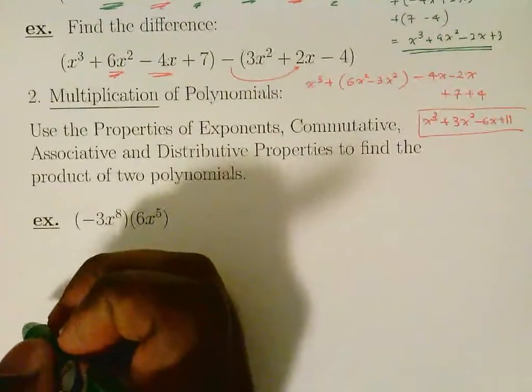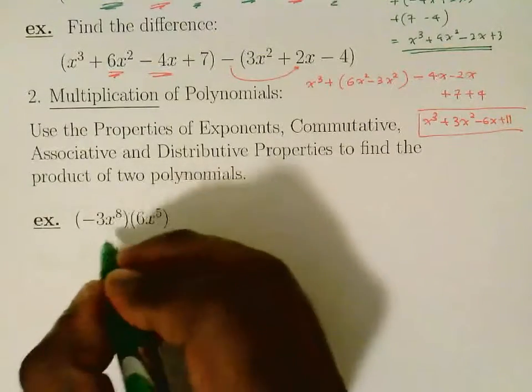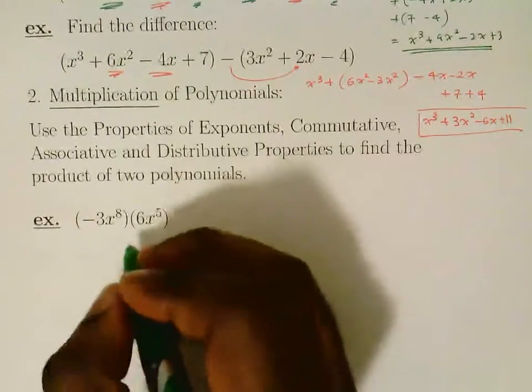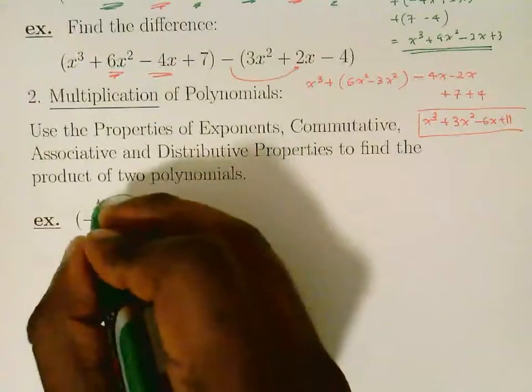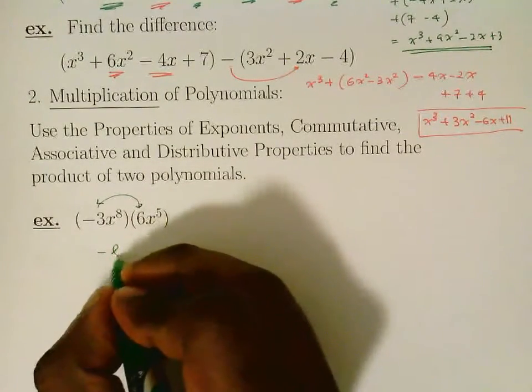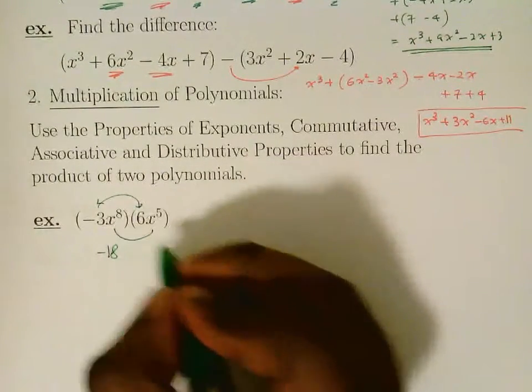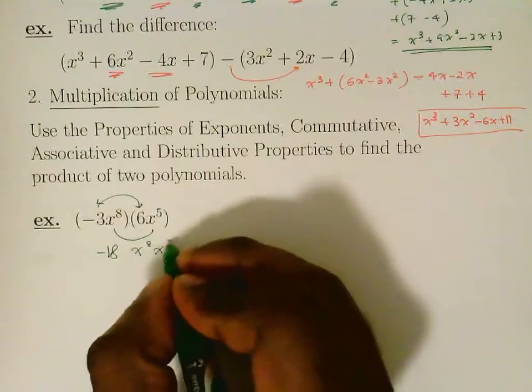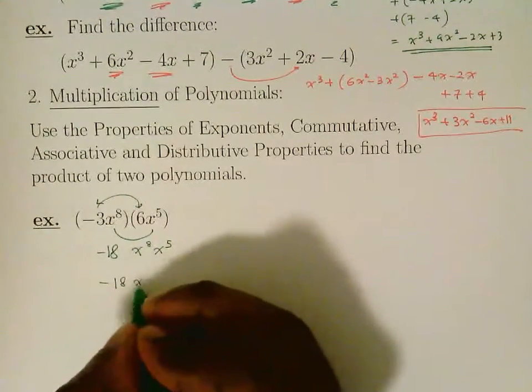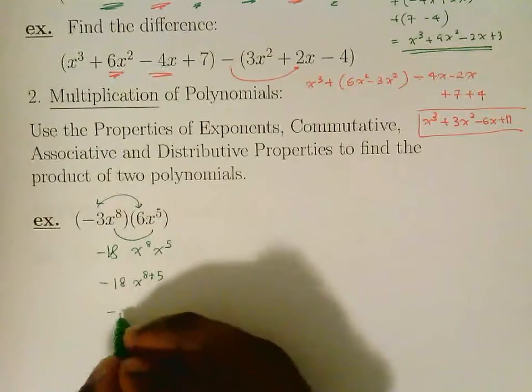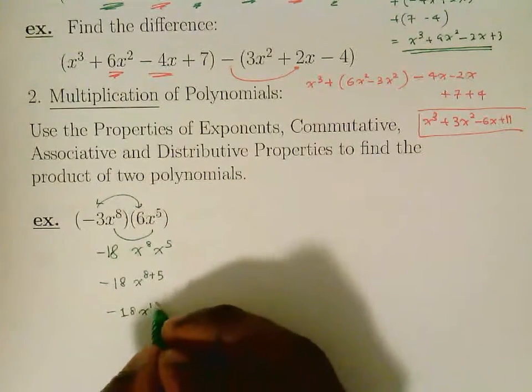Multiplication follows the distribution rule. So for example, right here, just combine these two. That would be negative 18. And then combine these two, x to the power 8 times x to the 5. So negative 18 x to the power 8 plus 5, that is negative 18 x to the power 13.